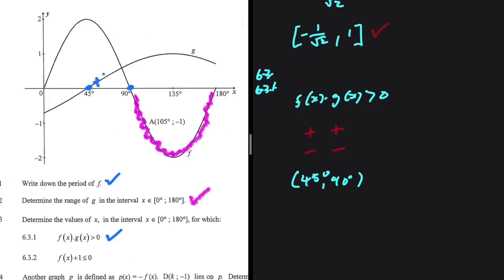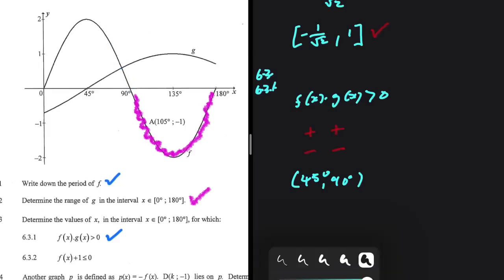If you look at your graph, that is easy to see. g of x is positive here. And the same is true with f of x. f of x is also positive up until x is equal to 90, where f of x starts being negative.